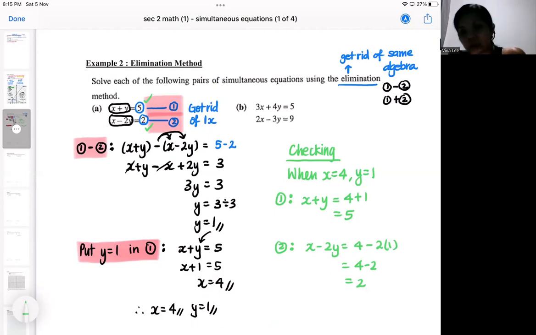Okay, so I'm going to erase the screen. So make sure you understand this, you copy this correctly first. Okay, you can pause the video. Okay, make sure you are okay with this. I'm going to erase the whole thing. I'm going to go on to part B.